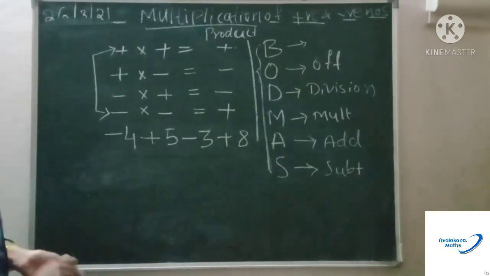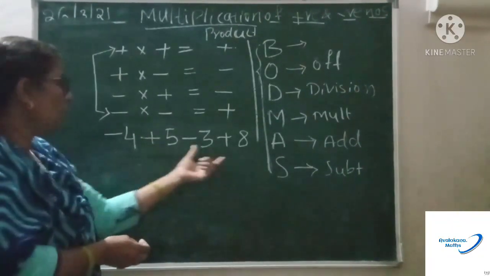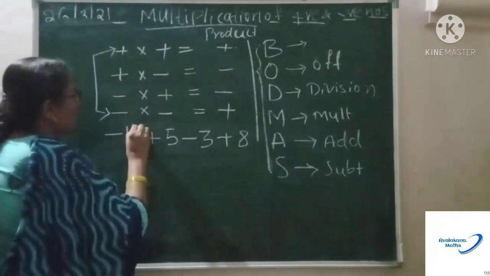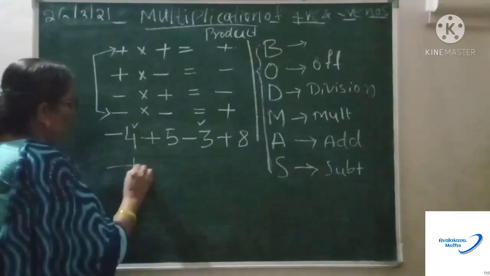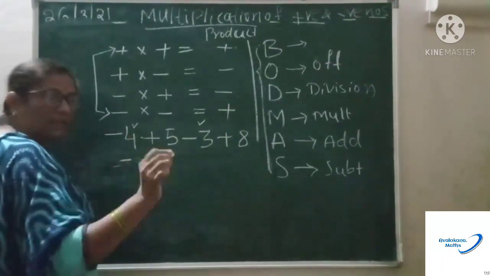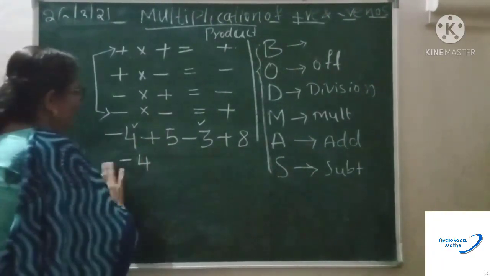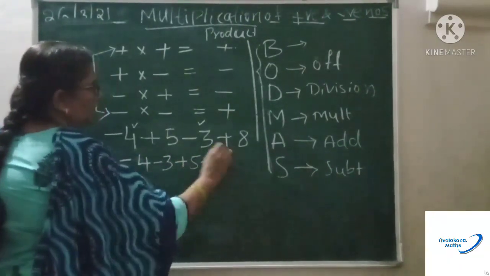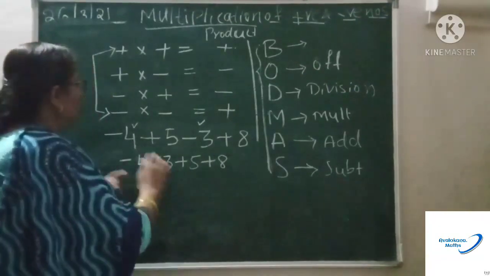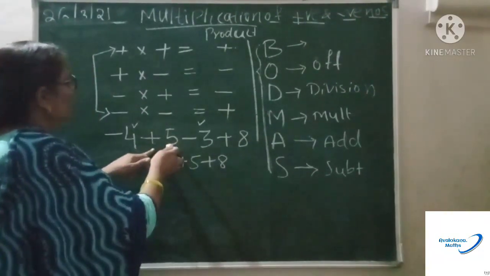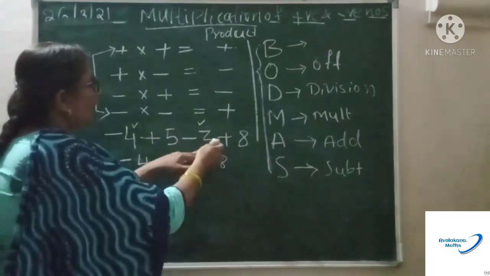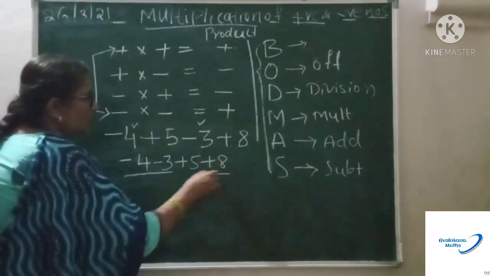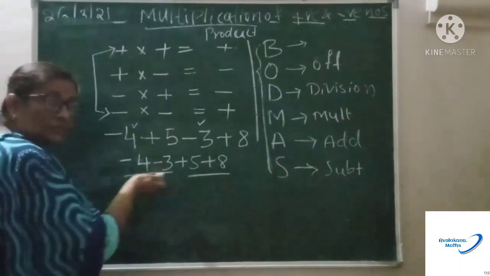The best way is to write the same sign numbers together. For example, -4 I write with -3. The correct method of solving this problem is -4 -3 plus 5 plus 8. This way it makes it easy. Also, don't do the -4 plus 5 operation first, then subtraction with 3 and addition with 8. It confuses you. So better to write the numbers with similar signs together.